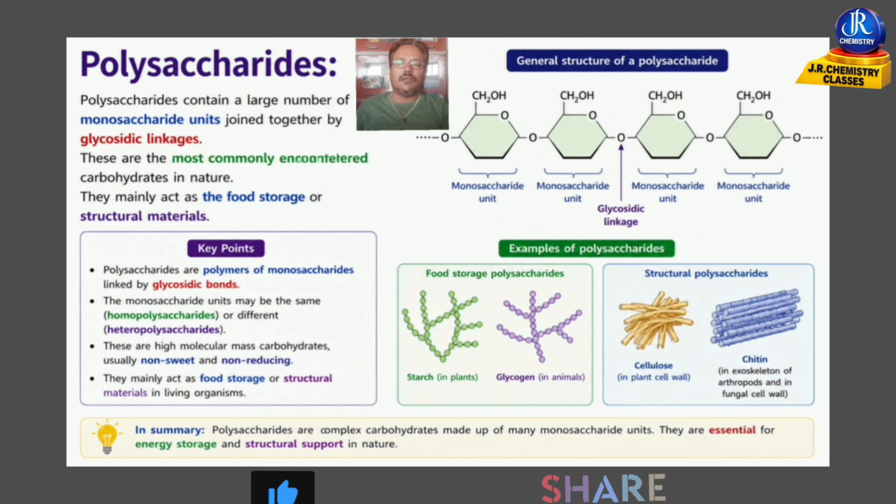Polysaccharides contain a large number of monosaccharide units joined together by glycosidic linkages. These are the most commonly encountered carbohydrates in nature. They mainly act as food storage or structural materials.